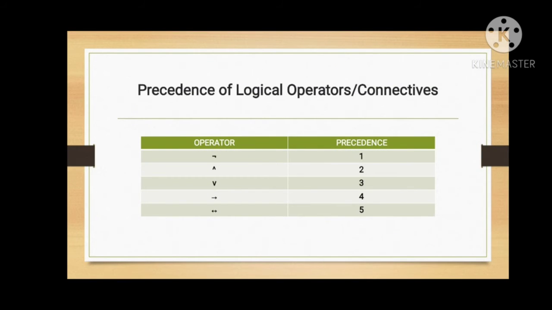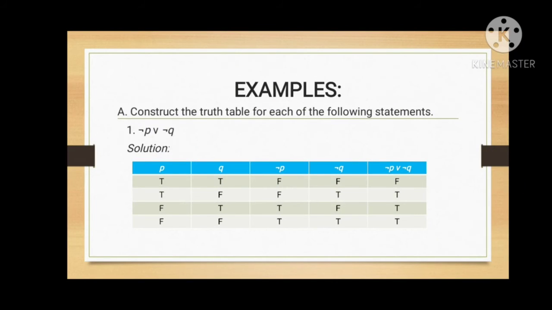So let's move on to the precedence of logical operators or connectives. The first column is the operator, then the second column is the precedence. The first is negation, which has precedence 1. The second is the and symbol, which has precedence 2. The third is the V, which is the or, with precedence 3. Then the one-sided arrow is the then, with precedence 4. Then the double-headed arrow is the if and only if symbol, which has precedence 5. So to understand it deeply, let's have examples.